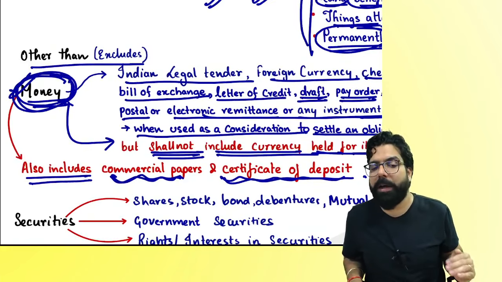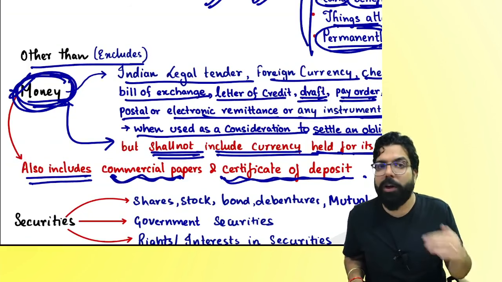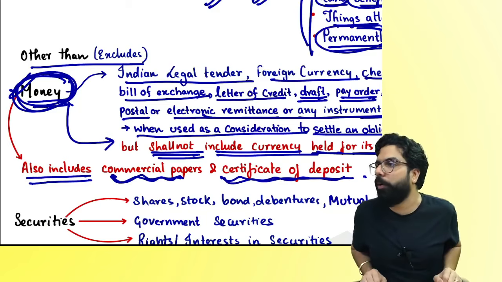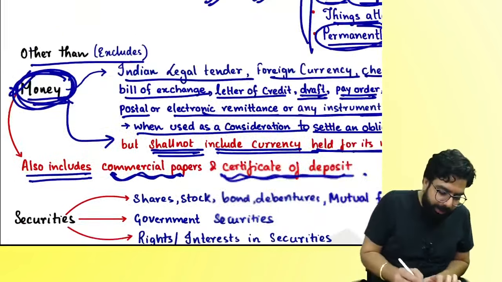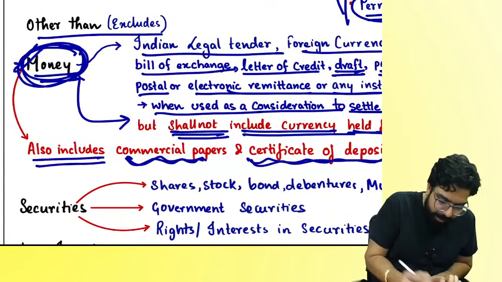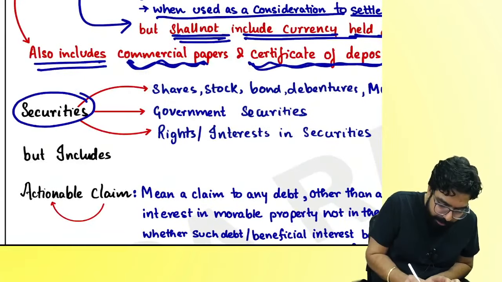So tell me one thing, if it is money, will GST ever be charged on it or not charged? Not charged. Next, it says goods means every kind of movable property other than money and other than securities.